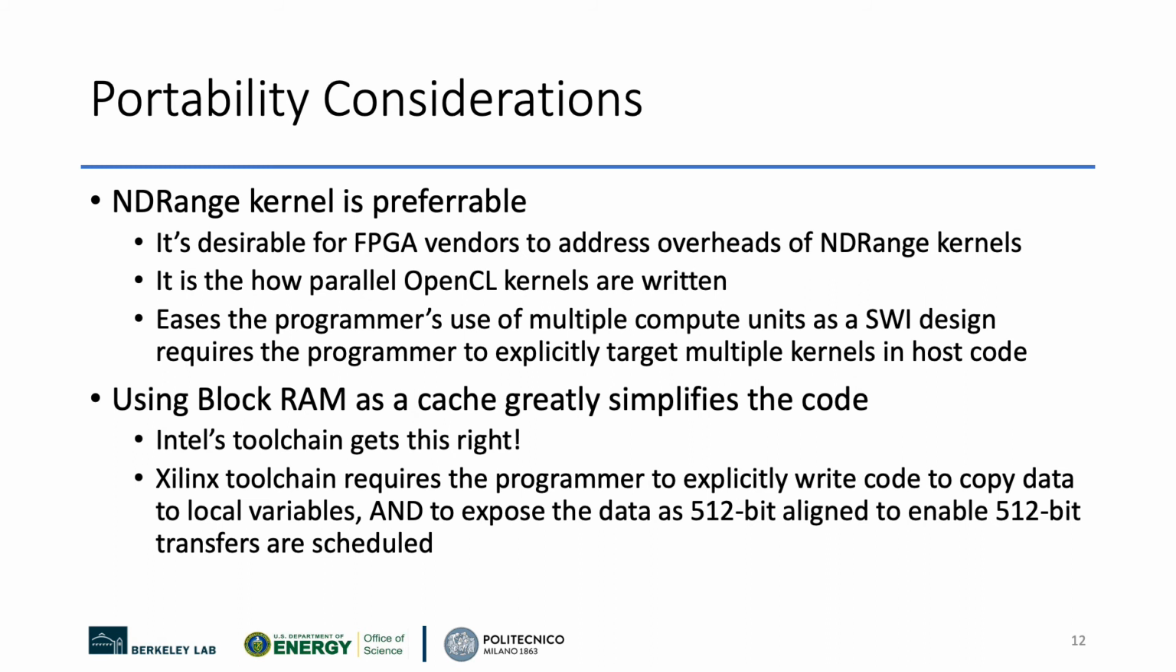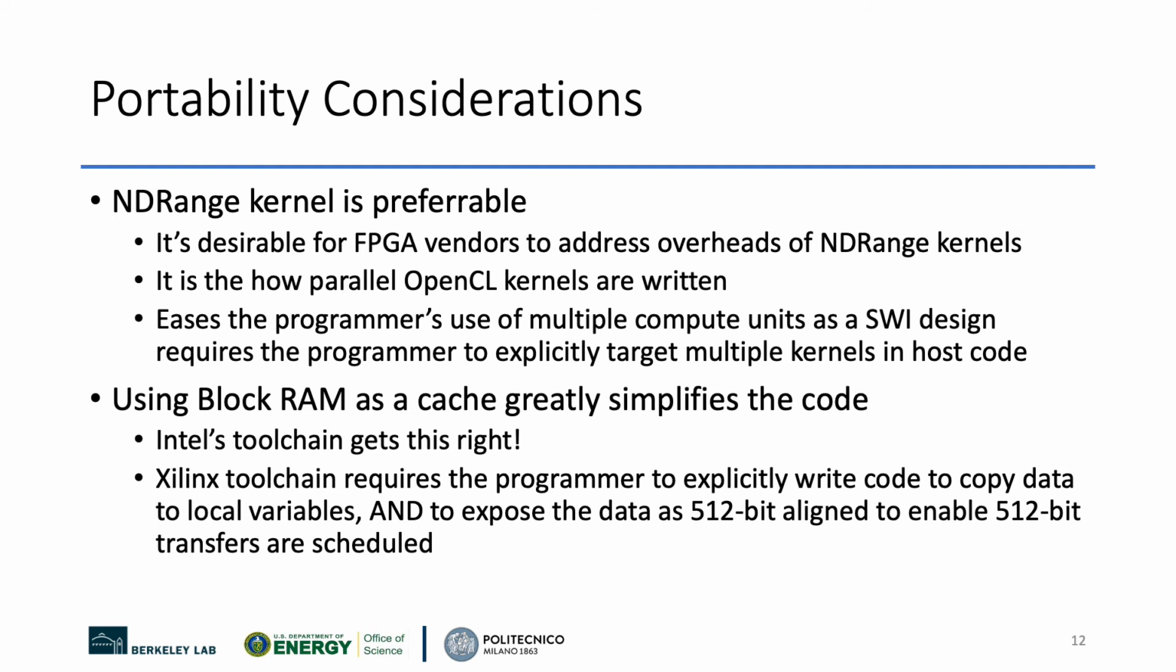Using block RAM as a cache greatly simplifies the programmer's extra effort. The Intel toolchain can synthesize a cache using block RAM automatically, and this made the path to high performance on the Intel device pretty straightforward.